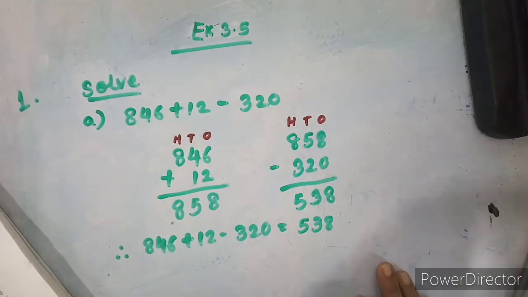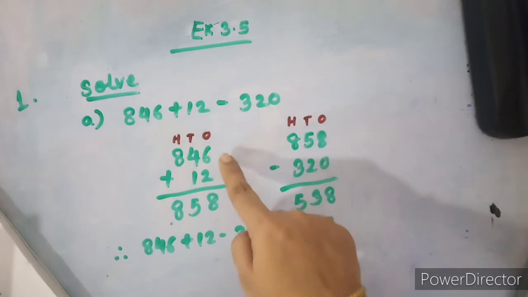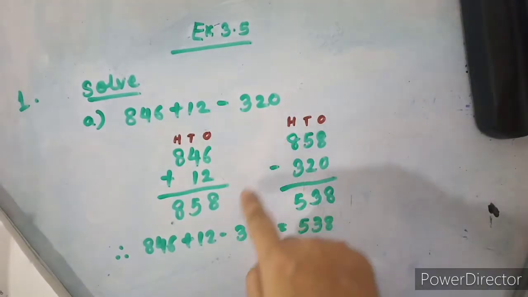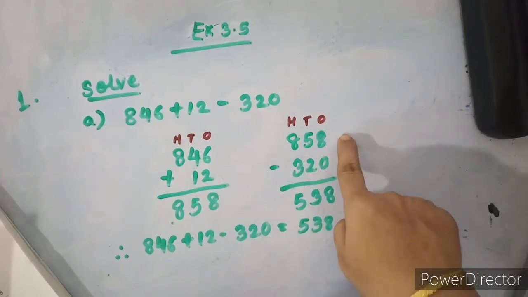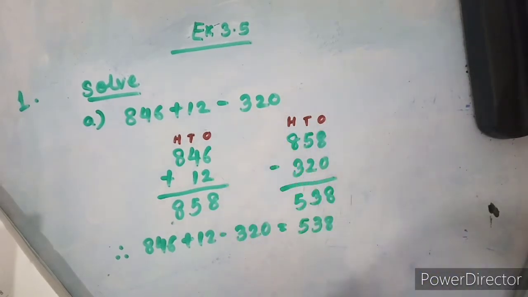Now come to the first problem of exercise 3.5. You have to add these two numbers. See, I have added, and whatever is the sum, 858 is the sum. So 858 minus 320 you have to do. Okay, so you will get 538 as an answer.